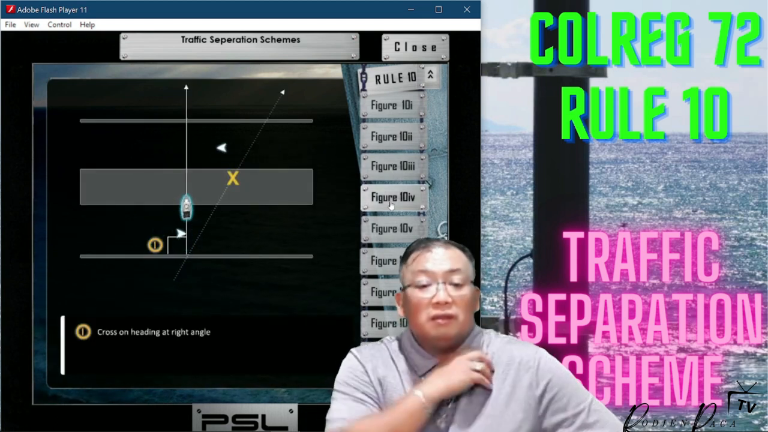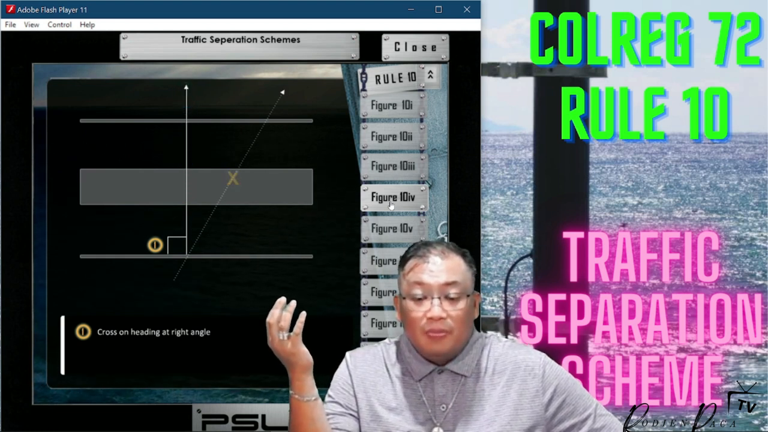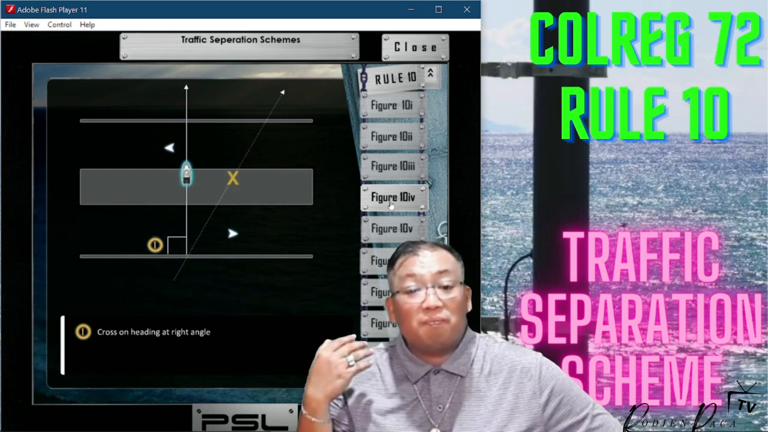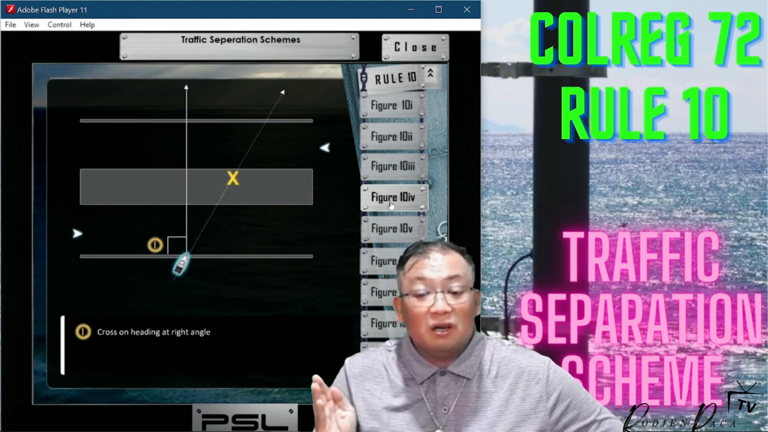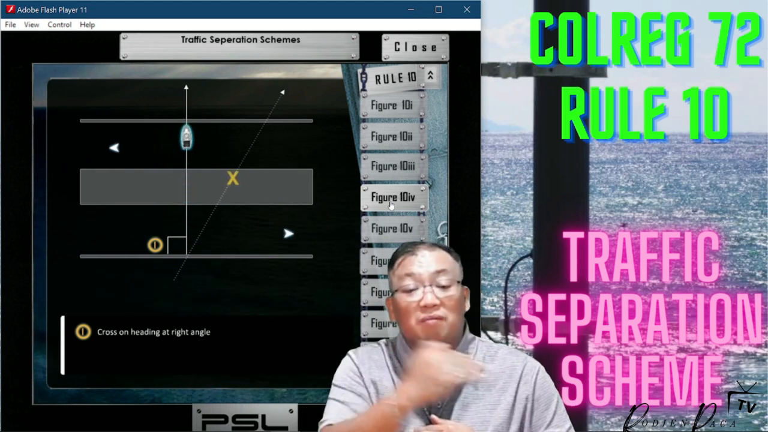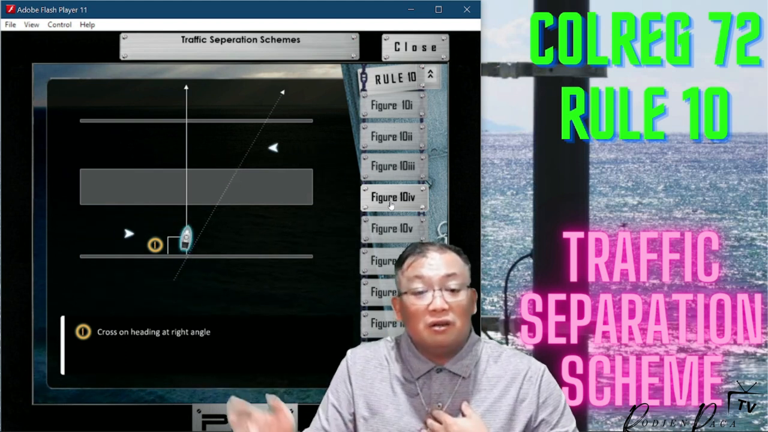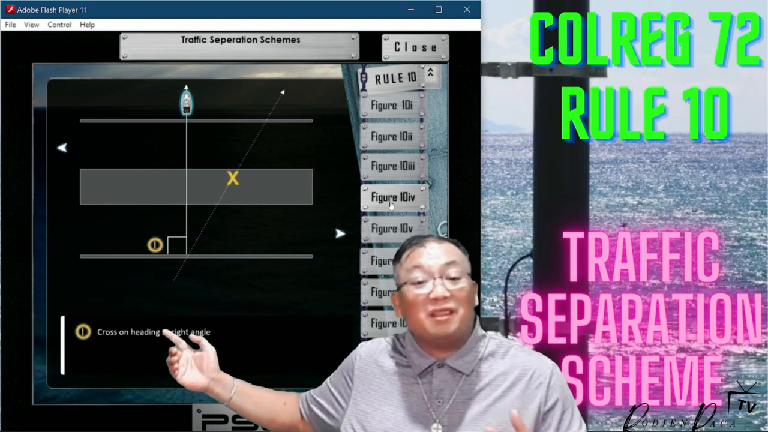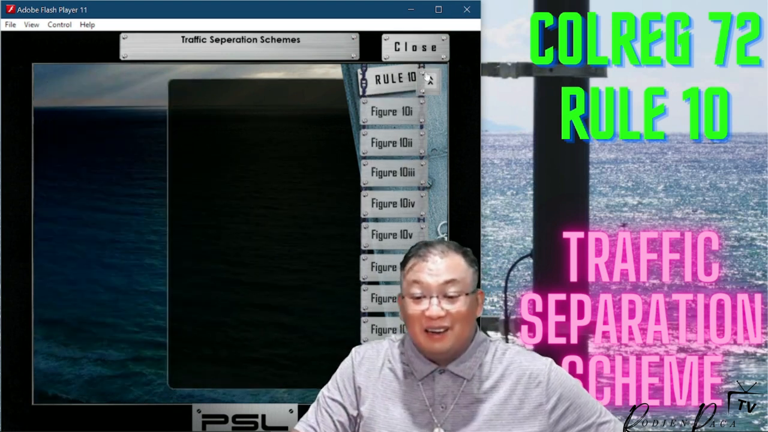The animation will show that when crossing the traffic separation scheme, if obliged to do so, instead of heading northeast, you are heading north. Why? Because the direction of the traffic separation scheme is east-west, and you are making a right angle. You can see a small box here, which in geometry means 90 degrees. It's very clear. Let's proceed.